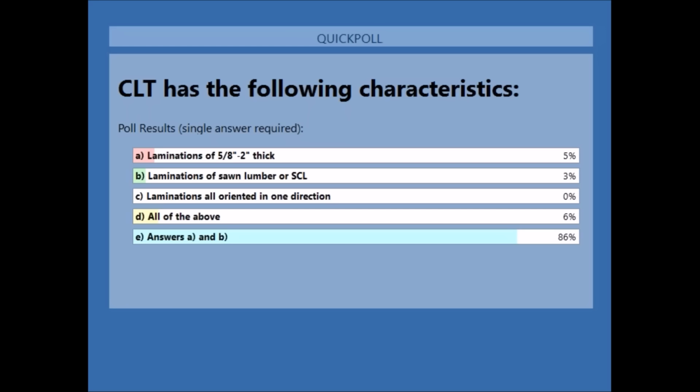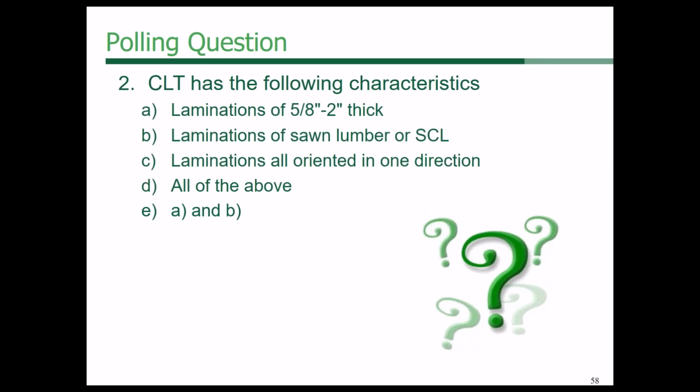The real answer is A and B. The laminations of 5/8 to 2 inches thick, sawn lumber, and structural composite lumber all apply, but the one that does not apply is the laminations all oriented in one direction. That would be similar to glue-laminated timber, whereas in cross-laminated timber the laminations are oriented 90 degrees to each other in every layer.